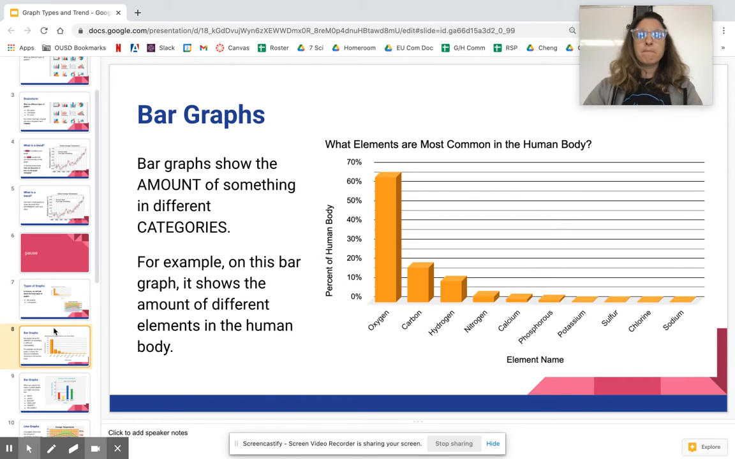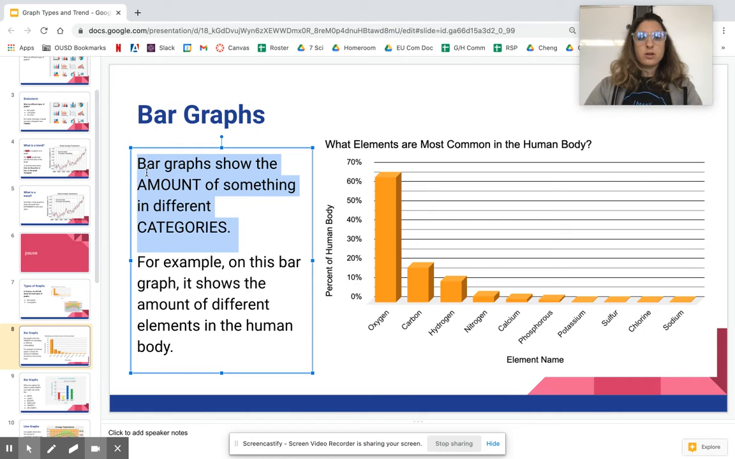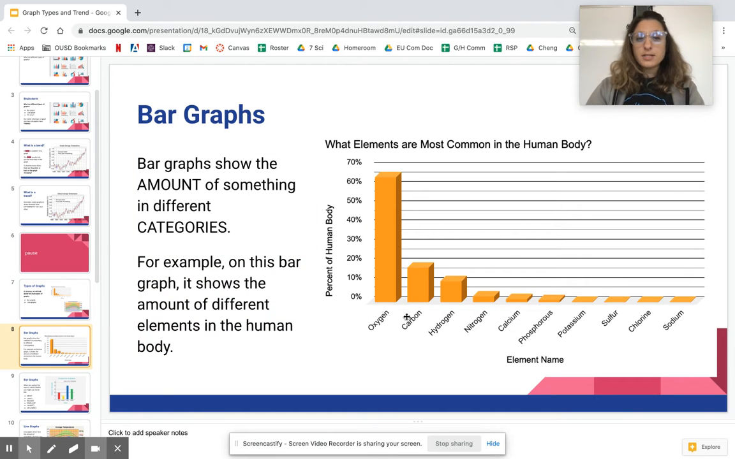How are they different? So bar graphs like this one show the amount of something in different categories. For example, this bar graph shows the amount of different elements in the human body. Across the bottom, I can see the categories, which are different elements. And on the y-axis, I can see the different amounts, like how much of something.